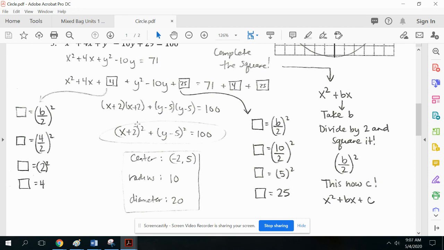So then your final circle equation would be x plus 2 squared, because that was repeated, plus y minus 5 squared equals 100. And if you're asked for the center, radius, or diameter, the center would be the opposite, so -2, 5.